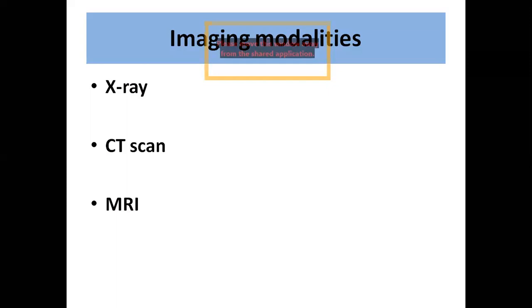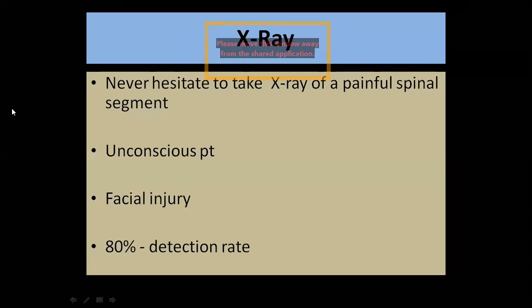Now it's time to go for imaging assessment. The first and primary imaging is X-ray. I will tell you, X-ray, CT scan and MRI, all three are important in any spine injury. Okay, so we'll go one by one. First and foremost, which is readily available, is X-ray. Whenever you have a spine injury patient, never hesitate to take an X-ray of a painful spinal segment. Even if there is mild tenderness, you need to X-ray that segment.